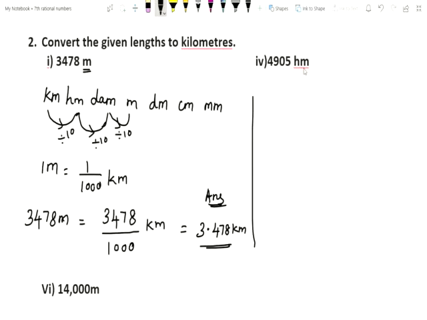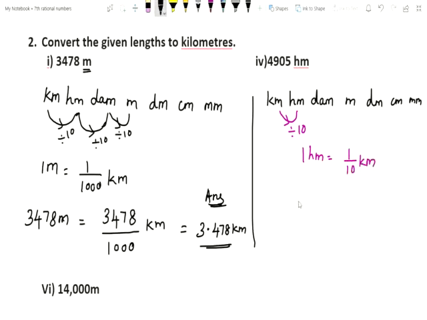4,905 hectometer. Okay, first write the order. Kilometer, hectometer, decameter, meter, decimeter, centimeter, millimeter. So hectometer we are going to convert into kilometer. So we have to divide by 10 because 1 hectometer equal to 1 by 10 kilometer.